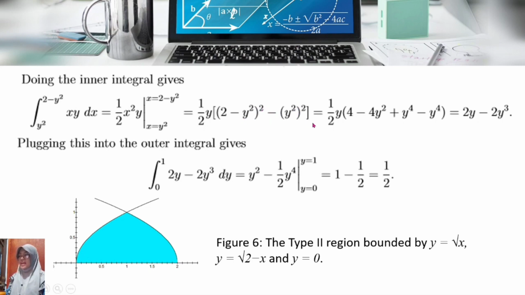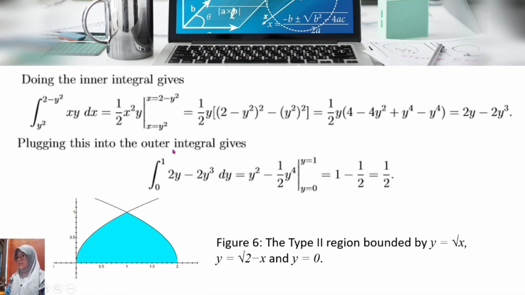squared. We will distribute the exponent here, the outside exponent, and then this will look like this again: 1 over 2y multiplied to 4 minus 4y squared plus y to the 4th power minus y raised to 4, which is equal to 2y minus 2y cubed.